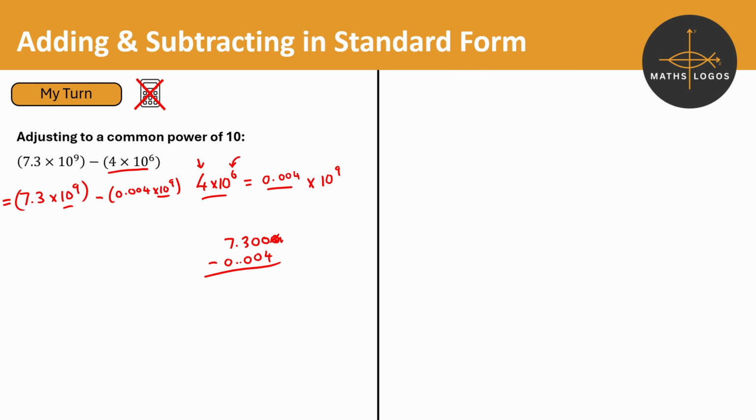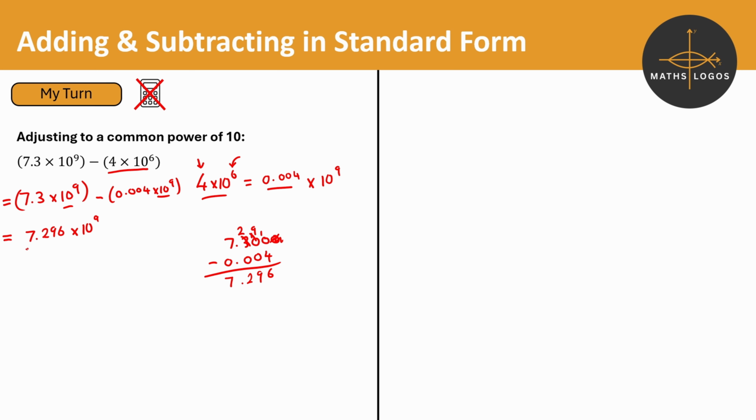Didn't need that one. And then I'm going to have to do some exchanging because I cannot do 0 subtract 4. So I need to borrow from here. Bring down that 1, borrow again. 10 subtract 4 is 6, 0 subtract 9 is 9, 2 subtract 0 is 2, and 7 subtract 0 is 7. And that takes me to this answer of 7.296 multiplied by 10 to the power of 9.